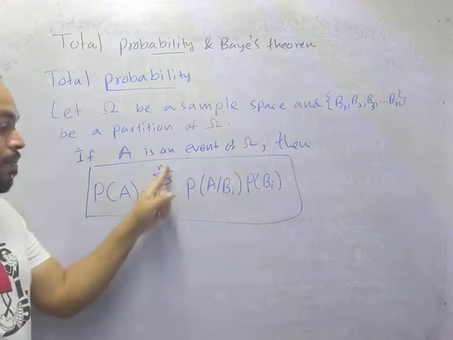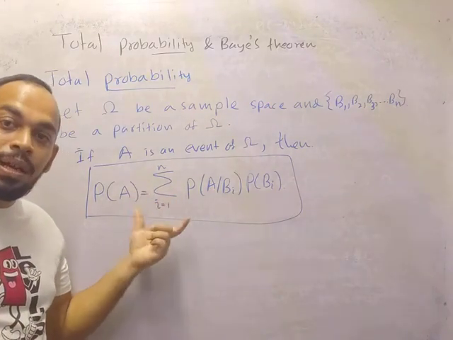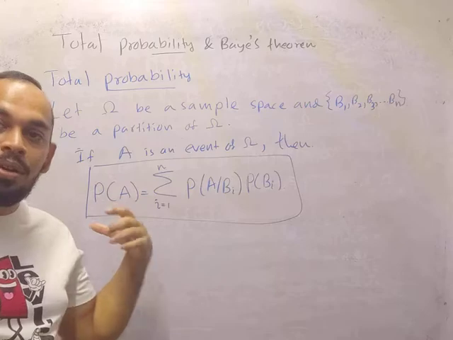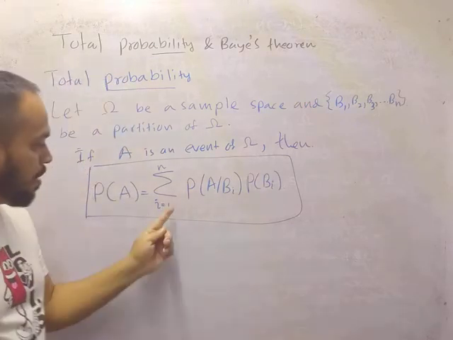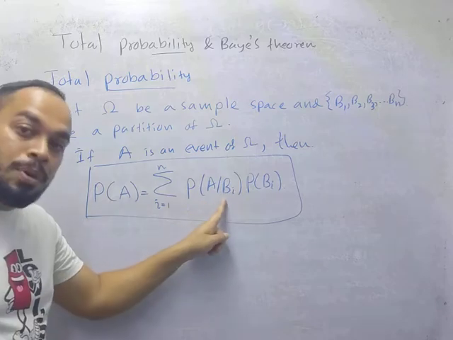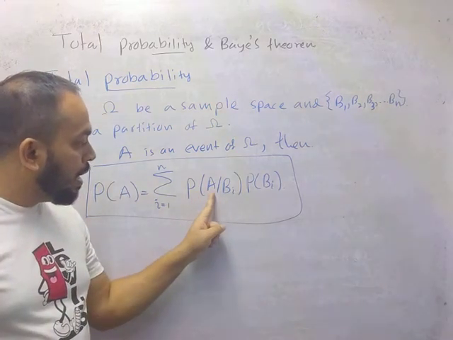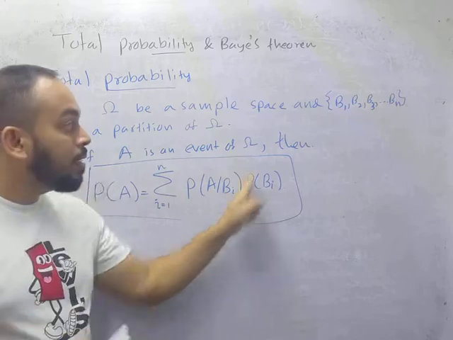Right? This is a sum. Why do we have this sigma symbol again? Because in this case we are not dealing with sets, we are dealing with numbers, because probability is a number. So this is conditional probability, probability of A given Bi.